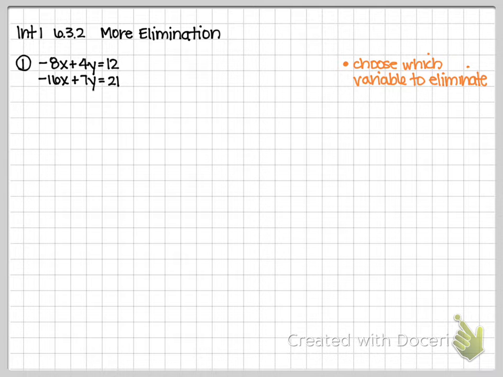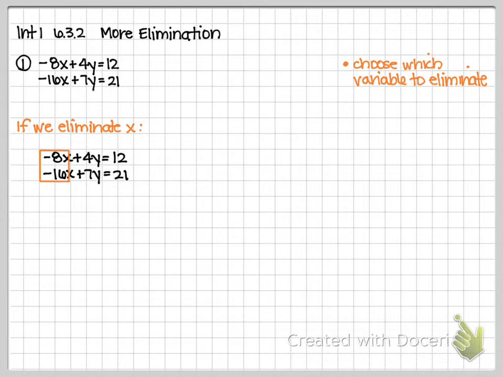So I want us to take a look at, well, what would happen if we chose to eliminate X versus if we choose to eliminate Y? And then you decide. So let's say if we eliminate X, I'm going to bring down my system. I've got negative 8X plus 4Y equals 12. And then negative 16X plus 7Y is equal to 21. Okay, if I'm eliminating X, I am only looking at the X's.